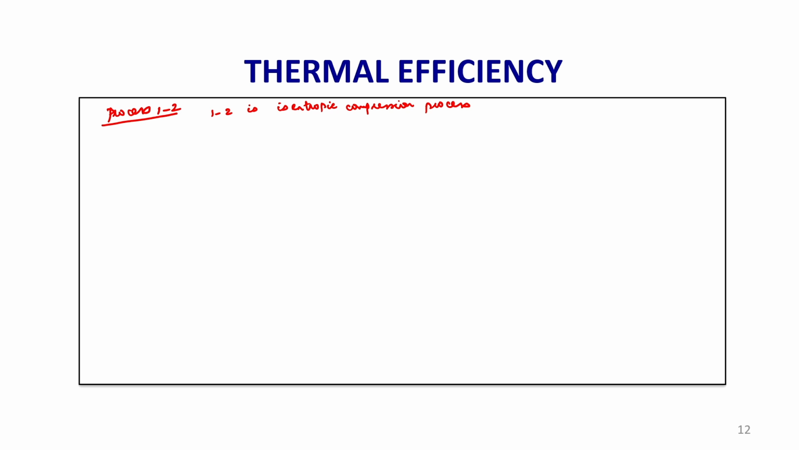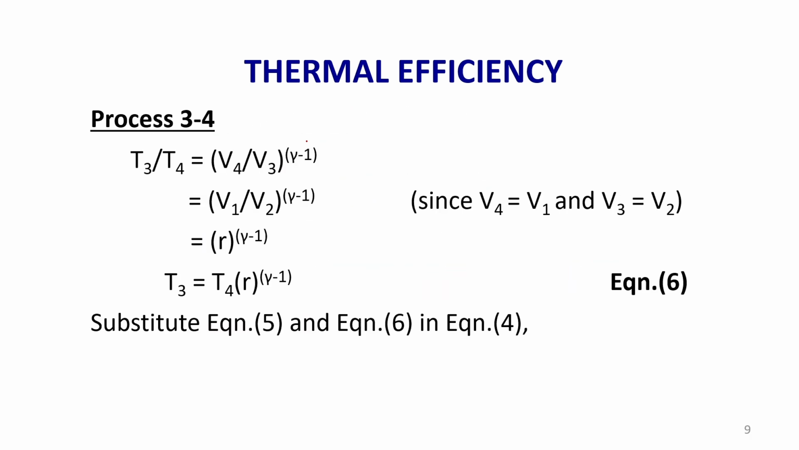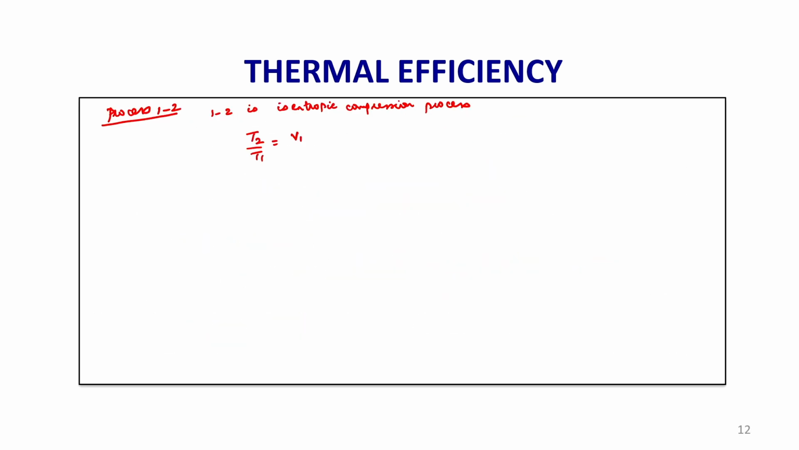Isentropic process is nothing but reversible adiabatic process. So, T2 by T1 is equal to V1 by V2 whole power gamma minus 1. See, this is derived from the basic equation for a reversible adiabatic process. In one of the lectures, I have explained that the equation is PV power gamma is equal to constant. So, for state 1 you can write P1 V1 power gamma, P2 V2 power gamma, replace P1 and P2 using the ideal gas equation, equation of state PV equal to mRT.